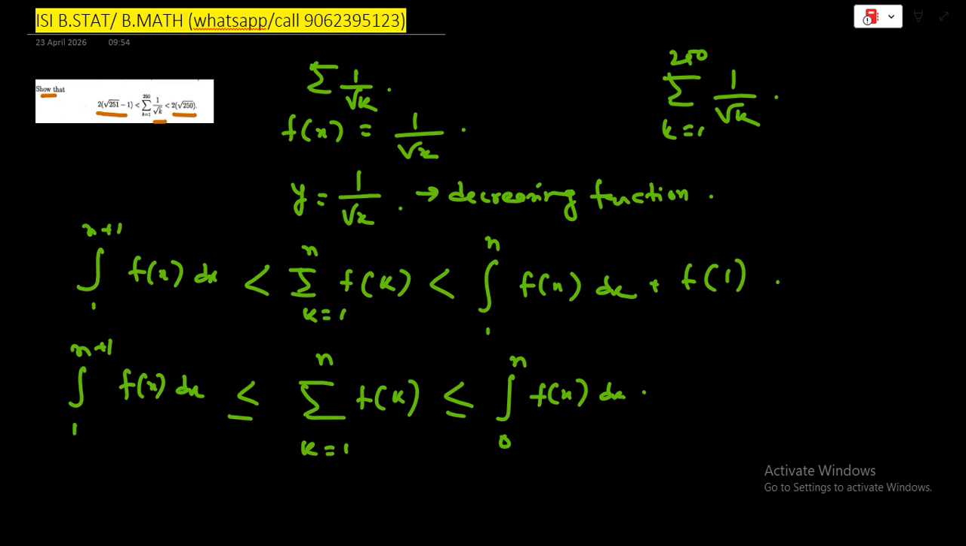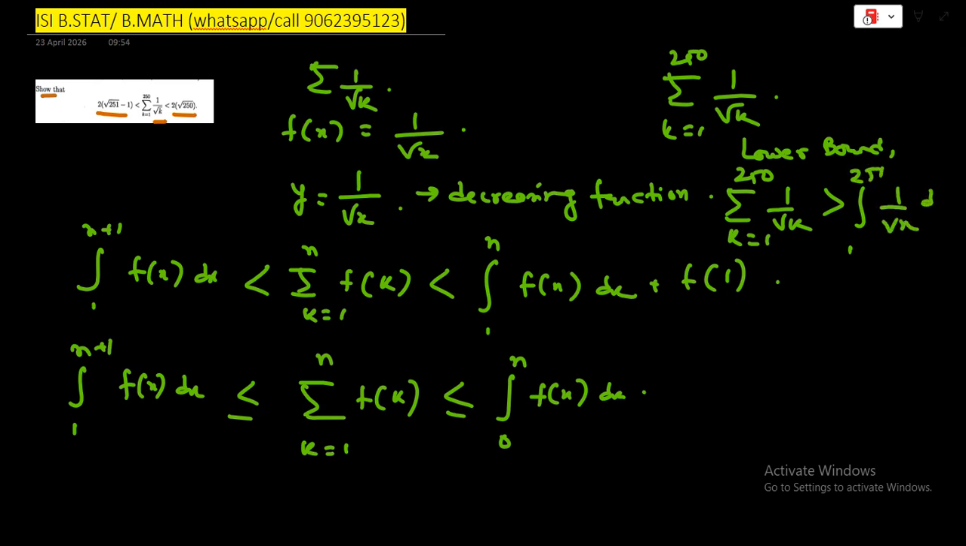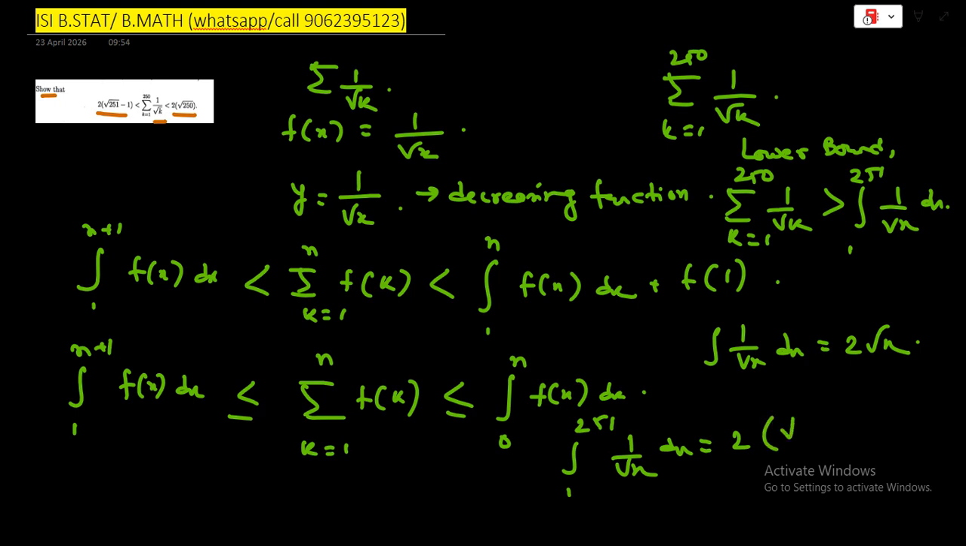Now let's go to the lower bound. So summation k equal to 1 to 250 of 1 by root k is greater than integration 1 to 251 of 1 by root x dx. Now compute. So integration of 1 by root x dx is 2 root x. So we can say that integration of 1 to 251 of 1 by root x dx is equal to 2 into root 251 minus 1, right?